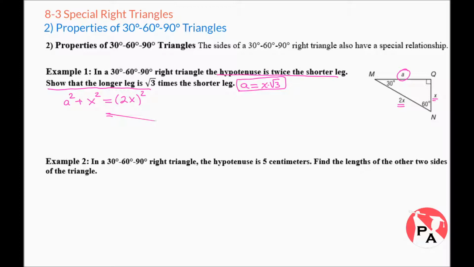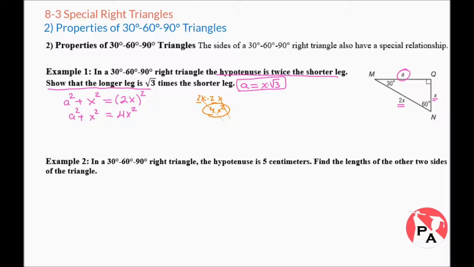2x squared is 2x times 2x. Let me do it on the side. 2x times 2x is, multiply the numbers, you get 4. X times x is x squared. So we have 4x squared. On the right hand side of this equation is 4x squared. The left hand side is a squared plus x squared.